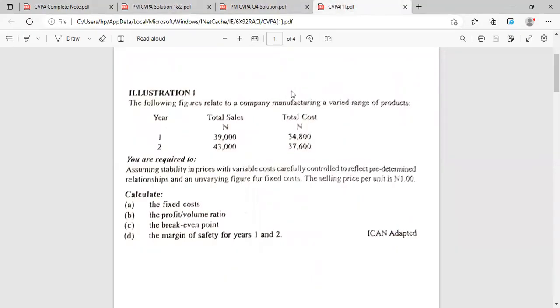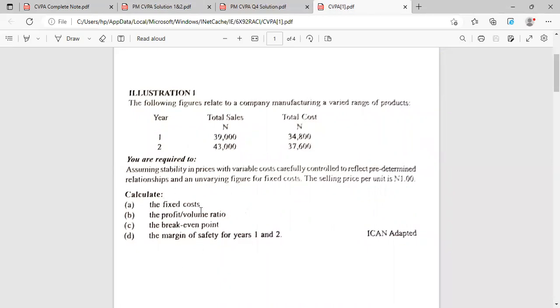The following figures relate to a company manufacturing a varied range of products. Before I continue, whenever you are trying to attempt questions in your exam, read the requirement first. If you read the requirement first, you will know if you know the question or not. So you will not waste your time reading the whole story. Then when you come to the requirement, you say, I don't know this one. So read the requirement first.